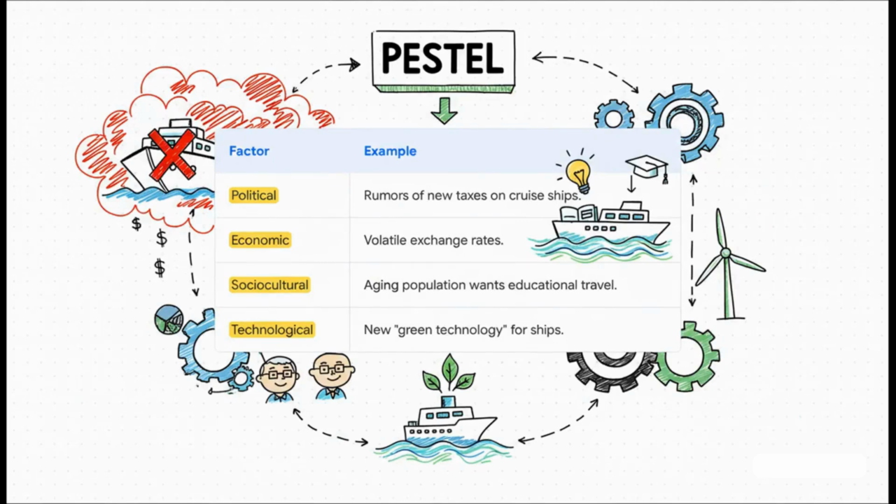Okay, this is where the theory gets real. Let's say you're a shipbuilder. A political rumor about new taxes on cruise ships? That's a huge threat. But a sociocultural trend, like an aging population that suddenly wants educational travel? Wow, that's a massive opportunity. And that is PESTEL in action. It's all about connecting those broad, abstract trends to specific decisions you have to make.